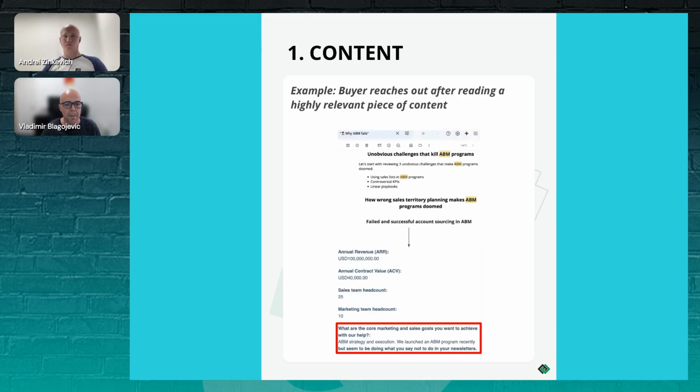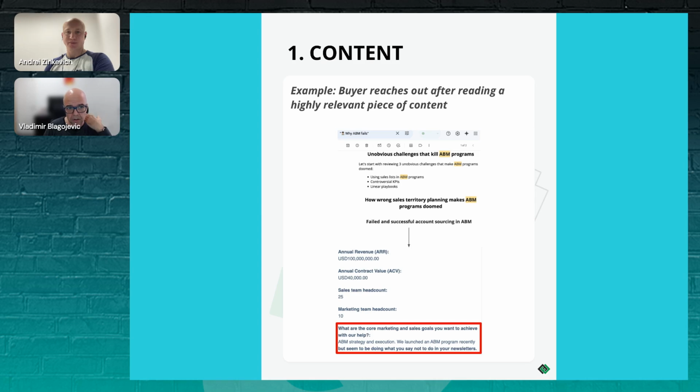Speaking about content, another quick example is somebody reaching out to us, or this company here, as you can see, what are core marketing sales goals? So this is in our intake form, and she said, we just launched an ABM program recently, but seem to be doing what you say not to do in your newsletter. So you can see how very relevant content is very linked to their specific job to be done.